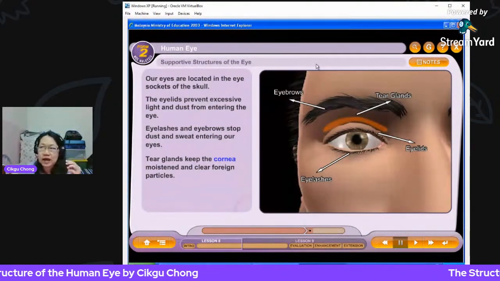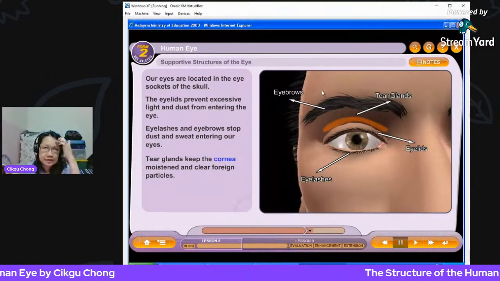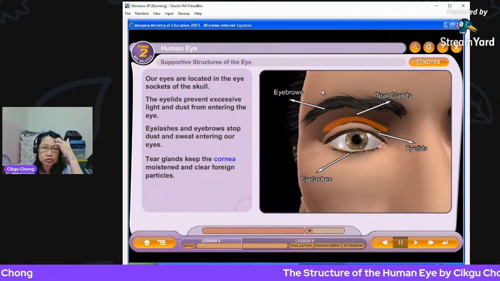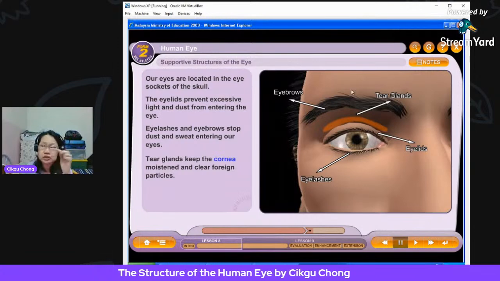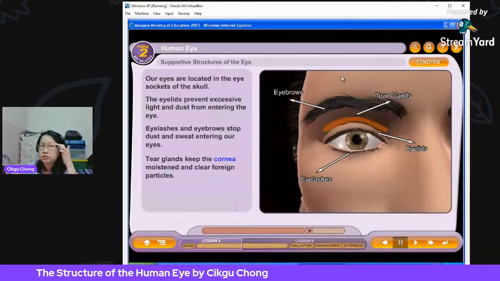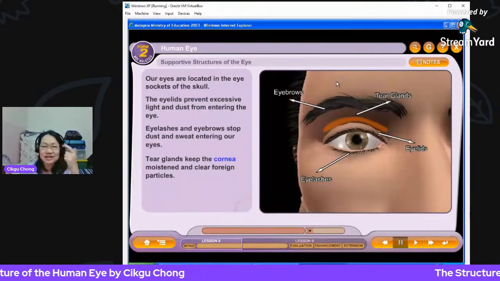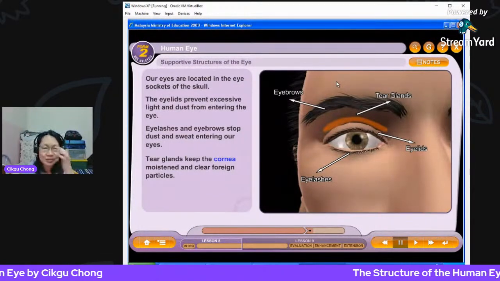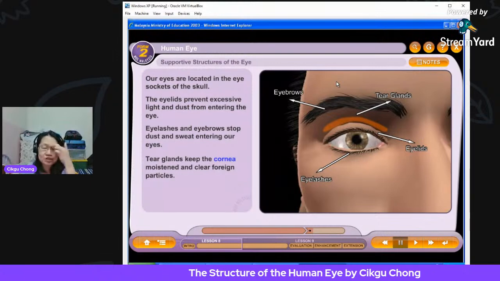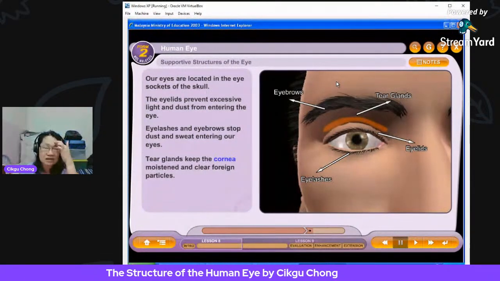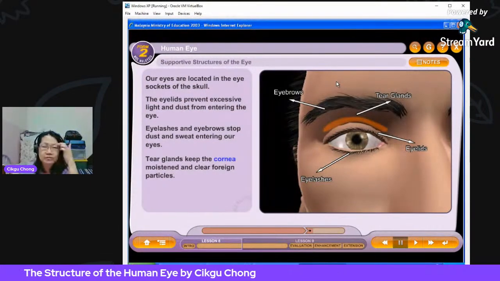Okay, so when you have water from your sweat, it will drip down here, and if you don't have this eyebrow, it will enter straight into your eye. So when it goes to your eyebrow here, it will flow to the side. Okay, so that's what it is used for. The eyebrow is not just to make you beautiful. It actually has a function, one, to prevent the sweat from entering your eye.